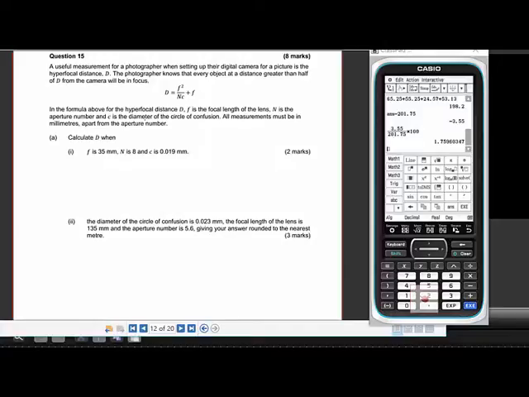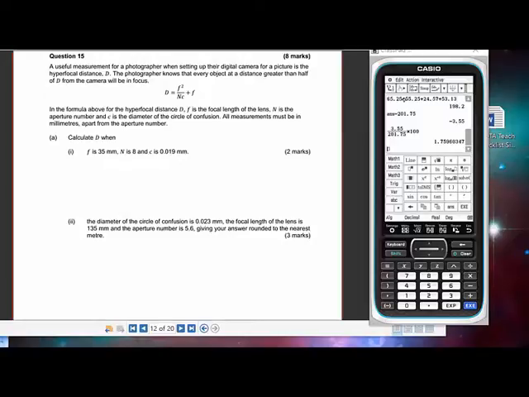The photographer knows that every object at a distance greater than half of D from the camera will be in focus. In the formula above for the hyperfocal distance D, f is the focal length of the lens, n is the aperture number, and c is the diameter of the circle of confusion. All measurements must be in millimeters apart from the aperture number, which is just a number. Now we've got to calculate D in two different circumstances.